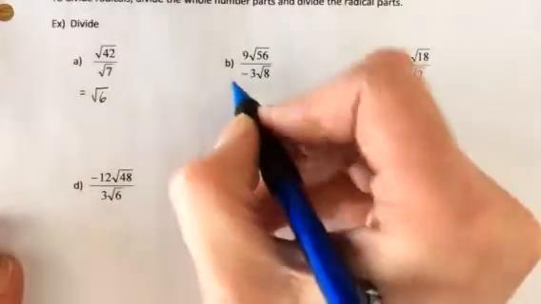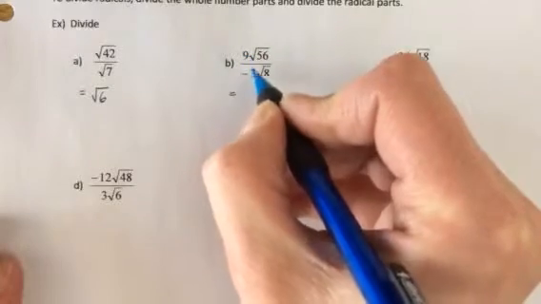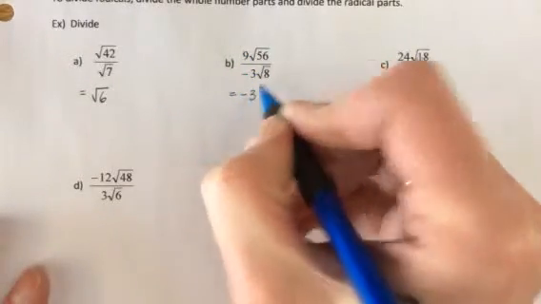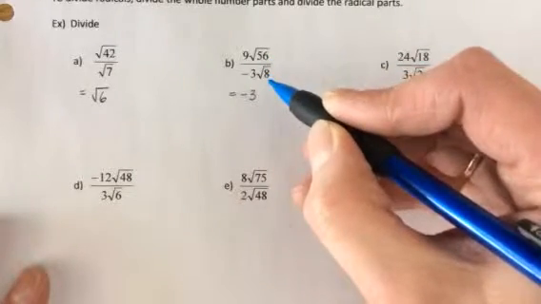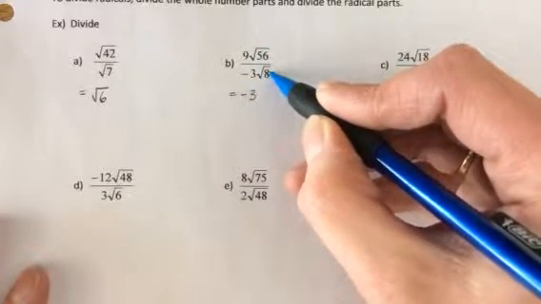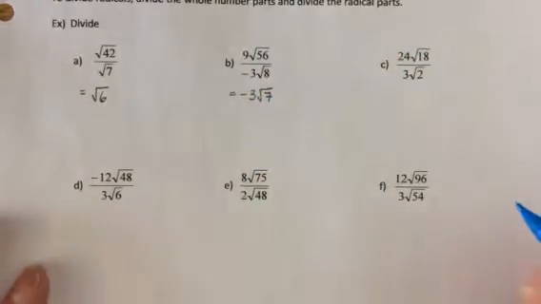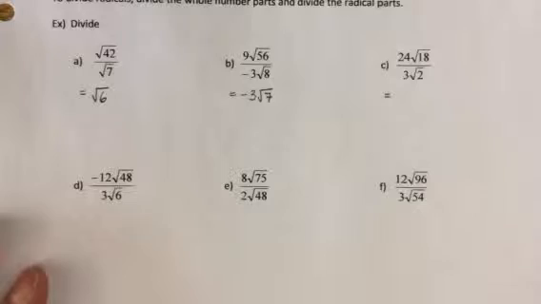For the next question, we have a 9 divided by -3, and 9 divided by -3 is -3. So that stays on the outside. And then under the radical, we have the square root of 56 being divided by the square root of 8. So we take 56 divided by 8, we get 7, and we keep that under the square root sign. And that's completed. Likewise, we can do that for the next couple of questions.